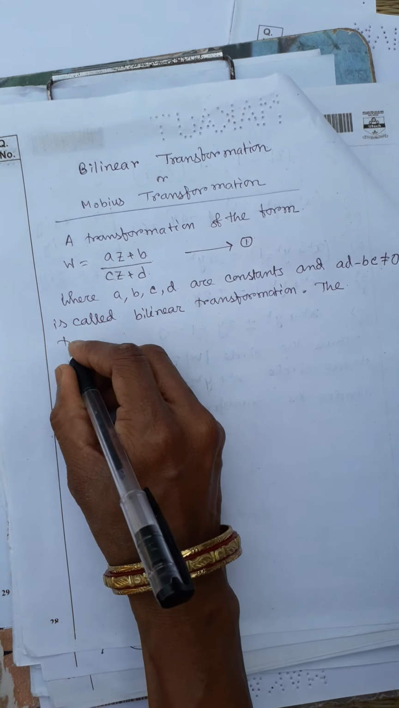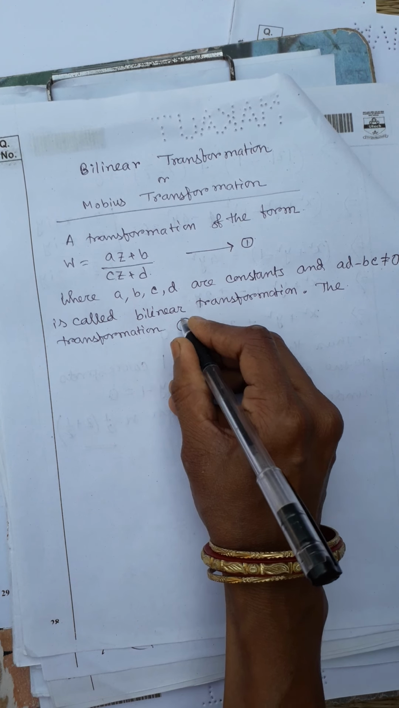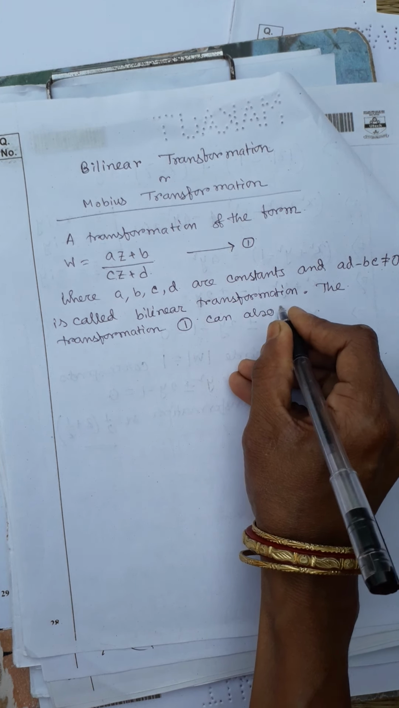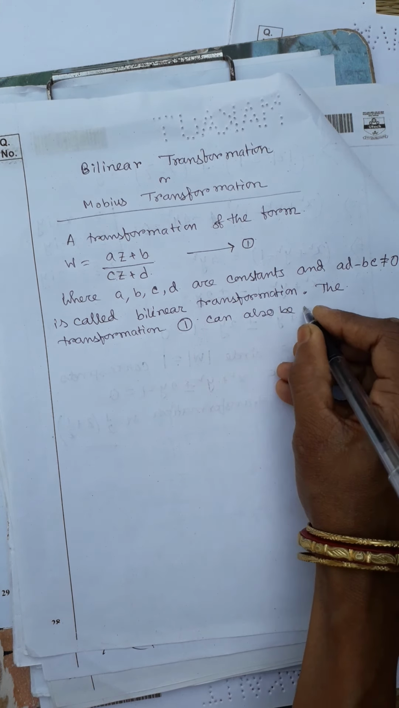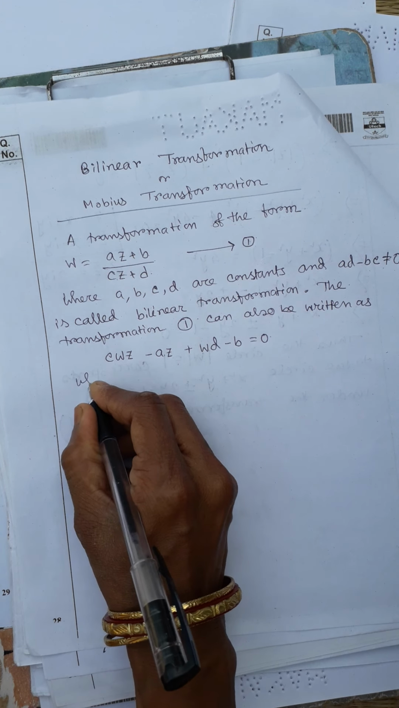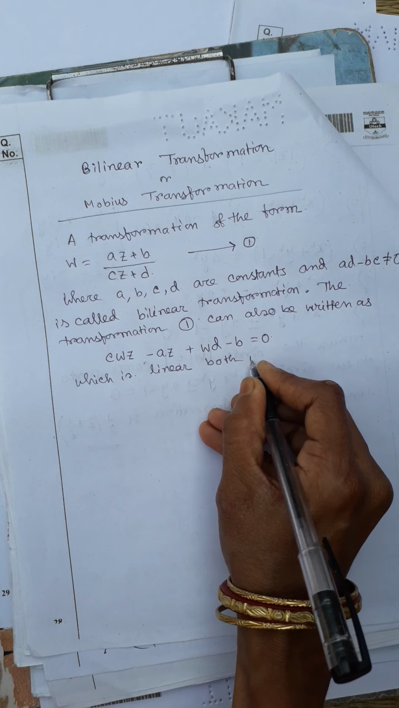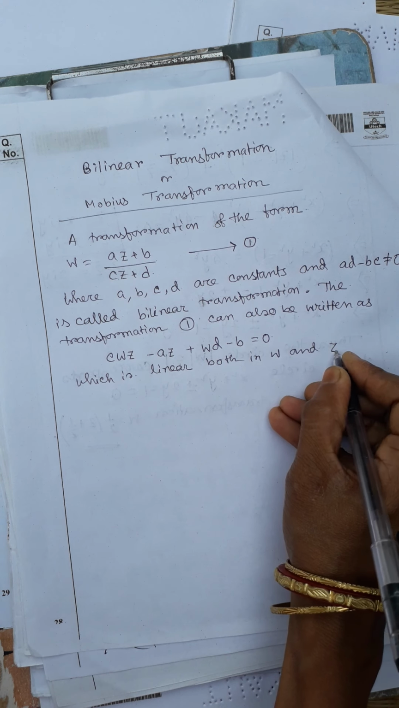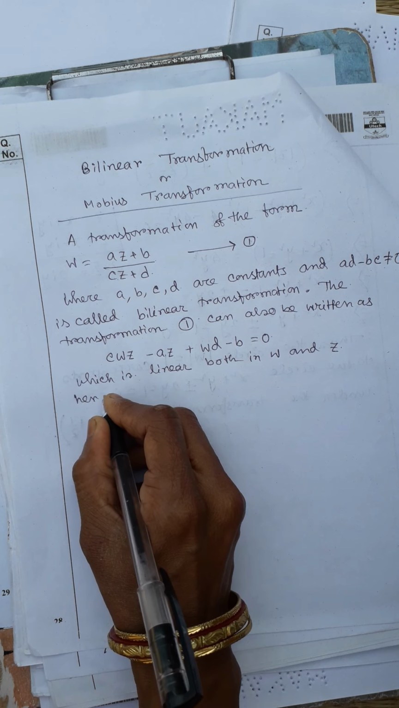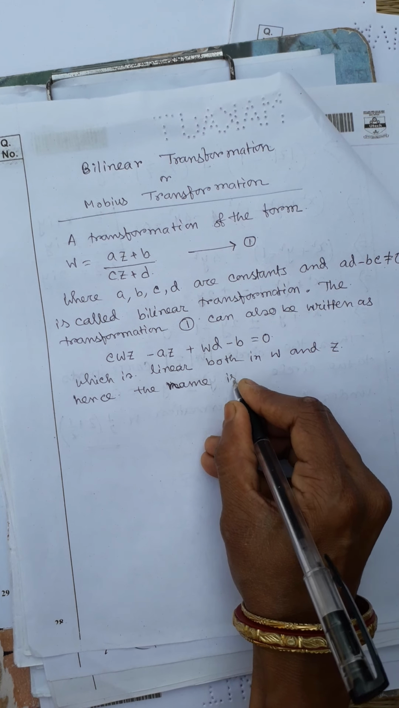The transformation (1) can also be written as CWZ minus AZ plus WD minus B equals 0, which is linear both in W and Z. Hence the name is bilinear.